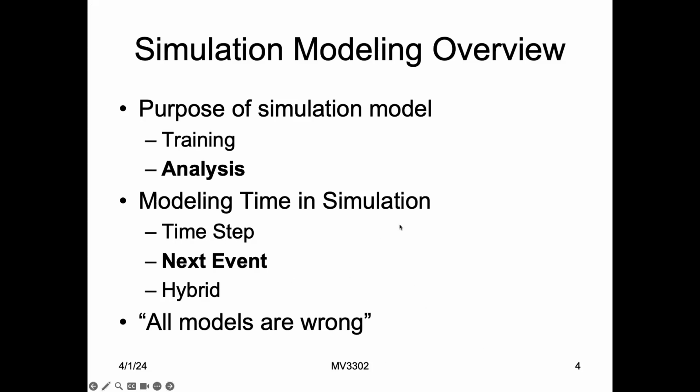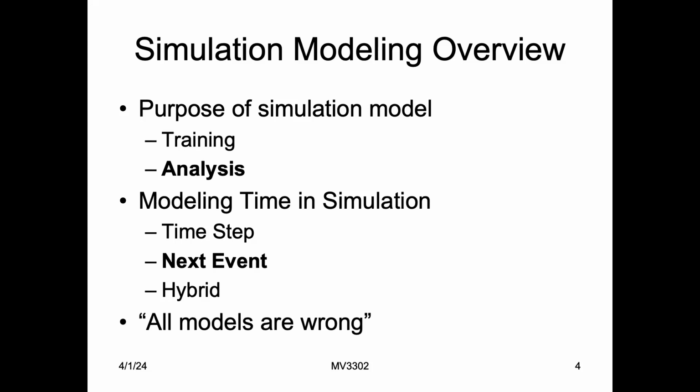The second bifurcation, as it were, of different types of simulation models has to do with how time is modeled. A simulation is, broadly speaking, where we're creating an imaginary realm, and in that realm we have to control everything. When we are running it on the computer, everything in it has to be controlled by the modeler. Now, a big part of that is how do we model time?